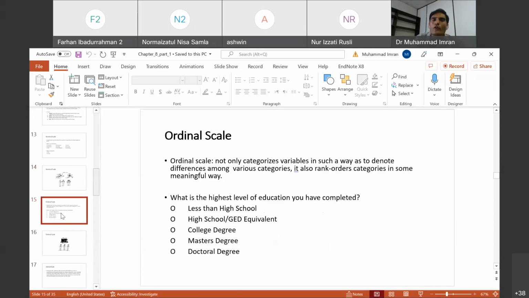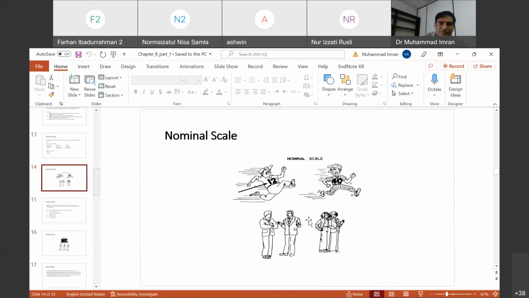Now let's move to the ordinal. Just give the order. Suppose here we can say number 12 is in second place, and the number 40 athlete is in first place, right? We give the rank, just give the rank.